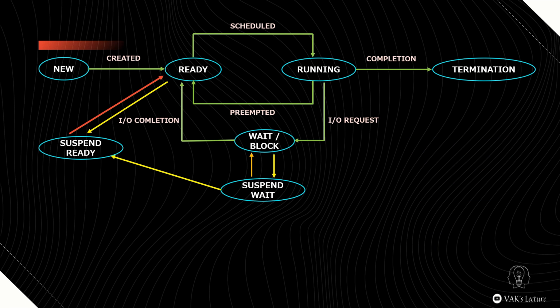So we are done with process states and the process state diagram. Hope you all understood the concept.